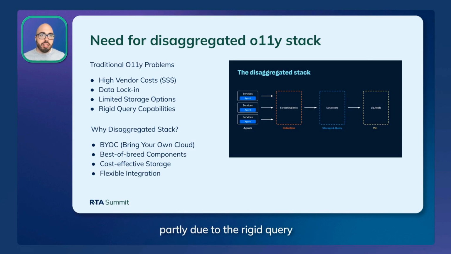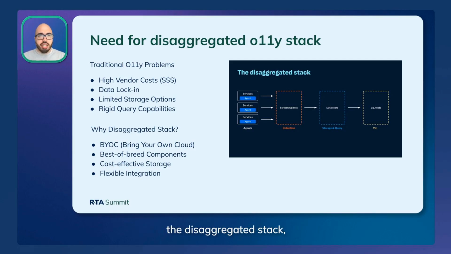And this is partly due to the rigid query capabilities. If you're trying to fit the query capabilities to your business purpose and it doesn't quite work, there's not many options for you. And then on top of that, you want to store a lot of data for these things, but they tend to charge based on the amount of data that you're storing. And they don't have flexible storage options. So if you have a lot of historical data, you're paying the same price across it. And this leads to high vendor costs.